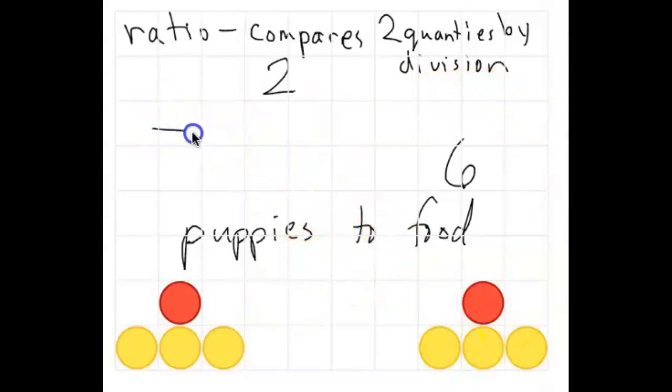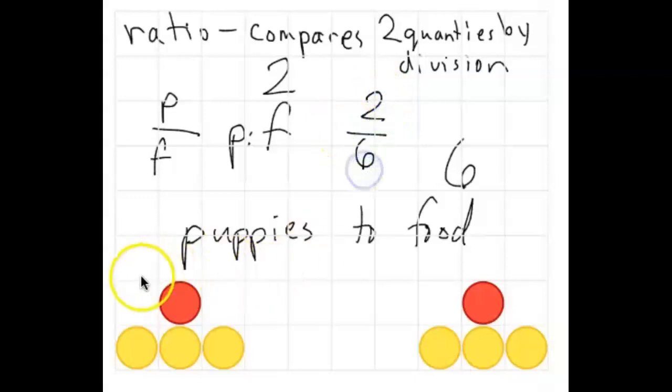So I'm going to have puppies on top, and I'm going to have food on the bottom. I could also write it like this: puppies for every bag of food. So let's go ahead and put some numbers with that. So originally there were 2 puppies for the 6 bags of food, but if I look at this picture here, for every 1 puppy, there are 3 bags of food. I could also write it like this: for every 1 puppy, there are 3 bags of food.